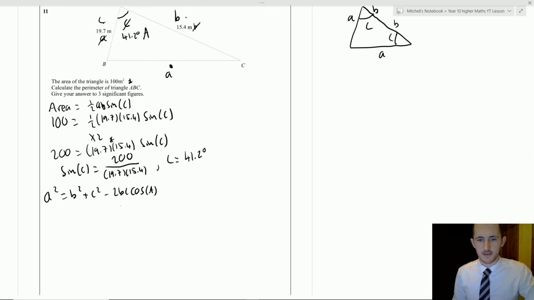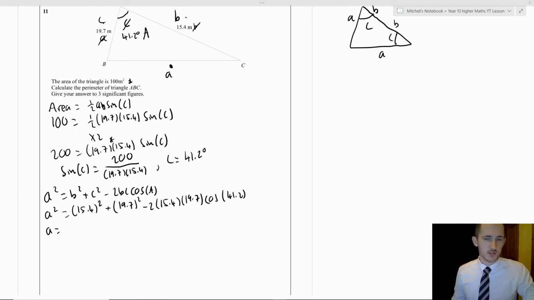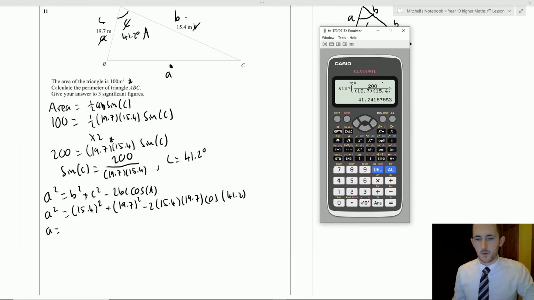So now if I sub the values in, 15.4 squared plus 19.7 squared, and it doesn't really matter which way around we do this. 41.2. So now what we'll do is just square root it as well. This is a long question, but we're right at the end, okay? Once we get this answer, I'm going to show you where you get some of the marks, just so you guys are aware, because I think that's always very useful.